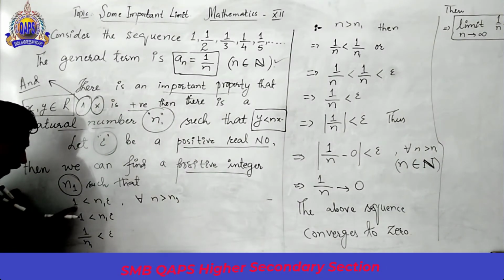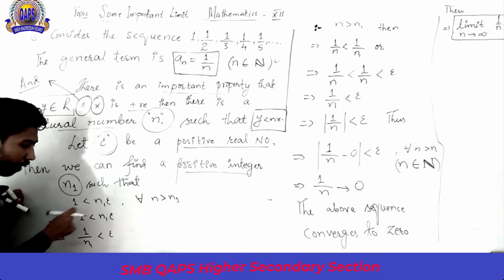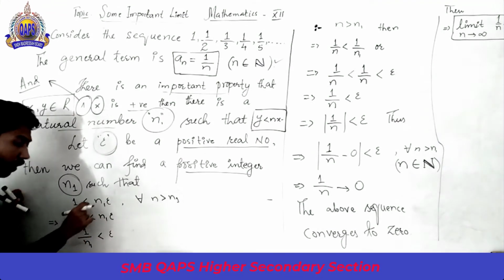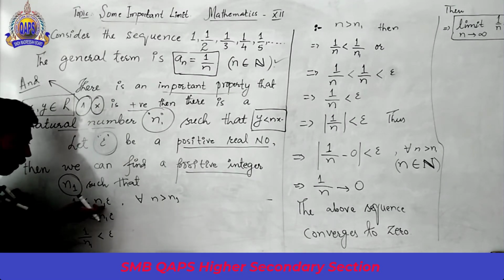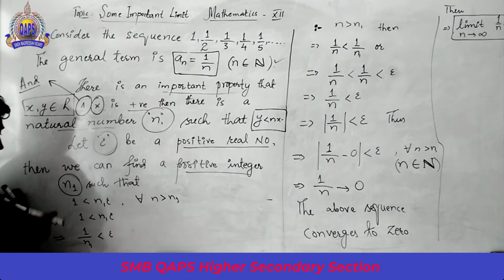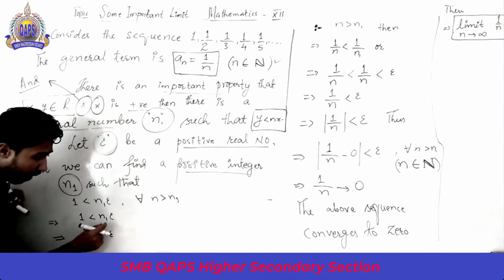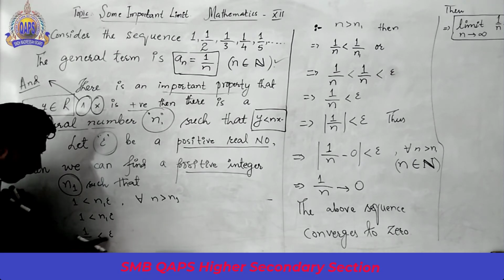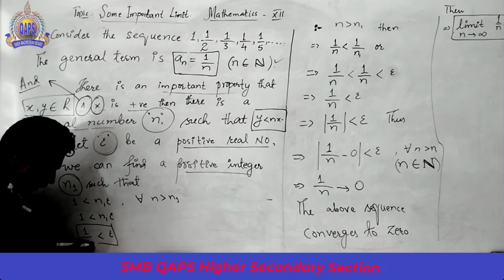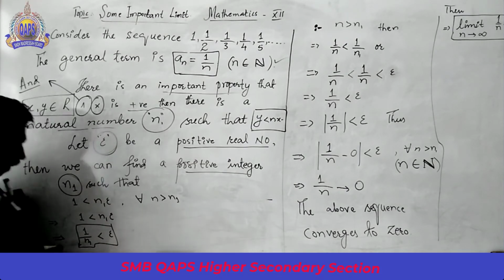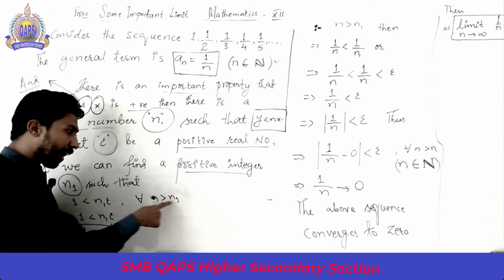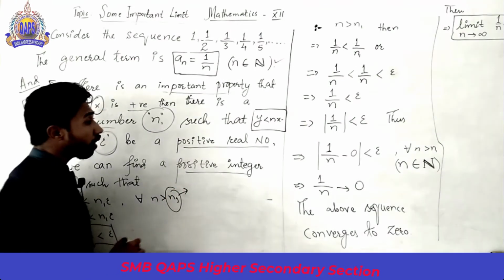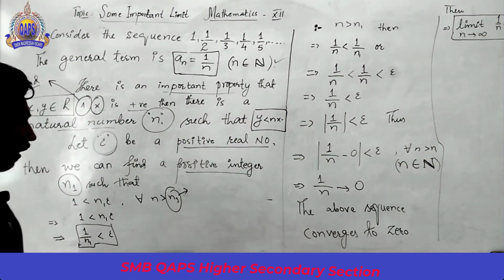Now 1 is less than n1 multiplied by epsilon. When n1 moves to the other side, it must be divided. So n1 is multiplied here, and now it is divided: 1 upon n1 is less than epsilon. This holds for all values n greater than n1, where n1 is a positive integer.